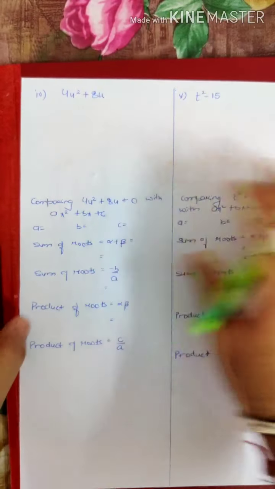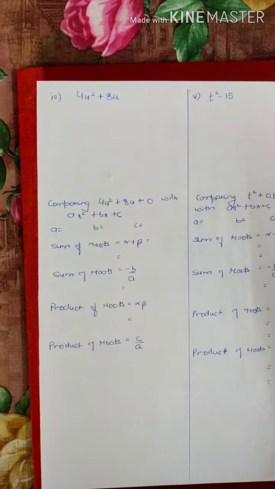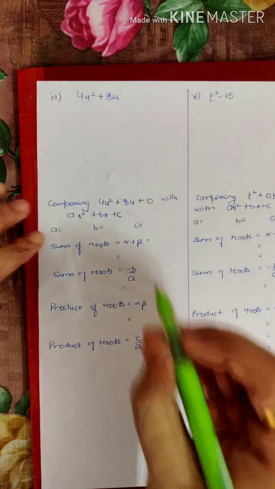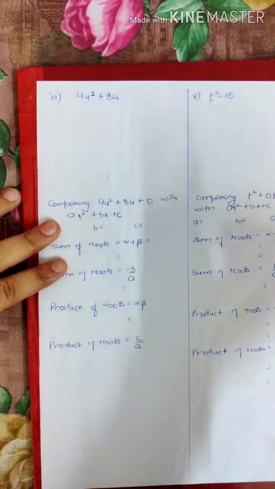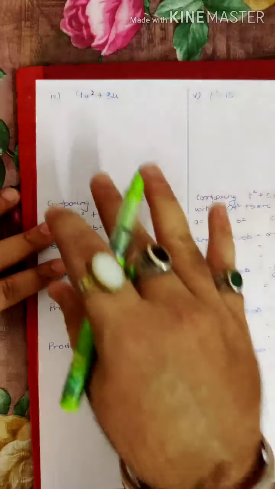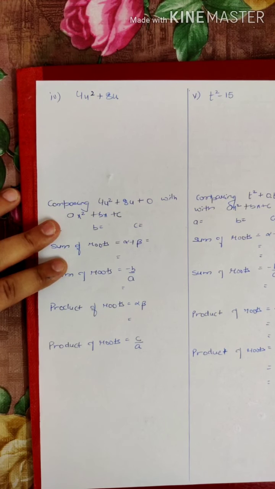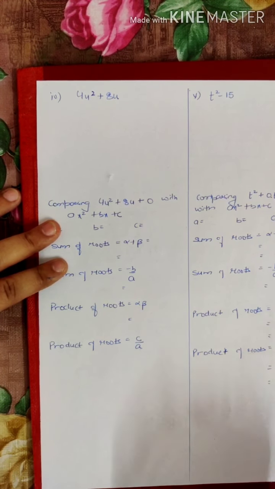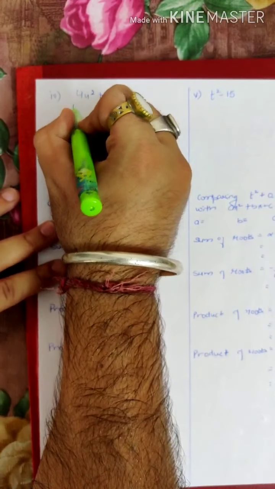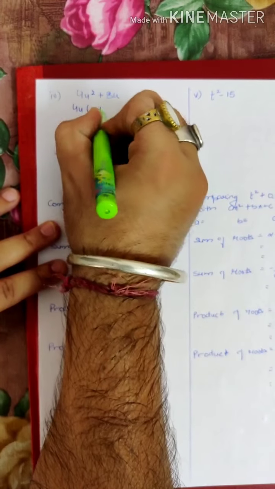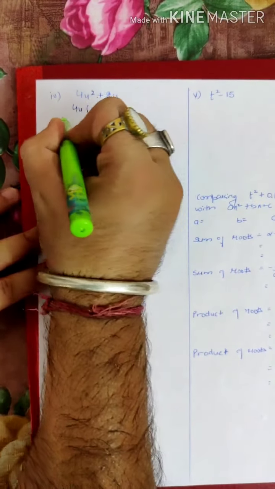So now I have already taken two sums that are to be discussed right now. The fourth part is 4u square plus 8u. Now you can see that yes, this is a quadratic equation, but it has only two terms. So we cannot split this using the sum product factor method or the splitting middle term method. So what we are supposed to do, we'll take 4u common from both the terms. You'll get 4u times (u plus 2) equals 0.